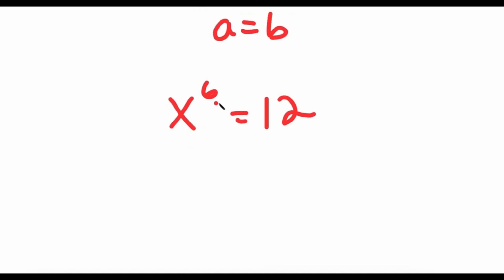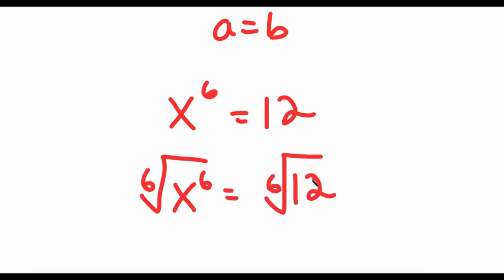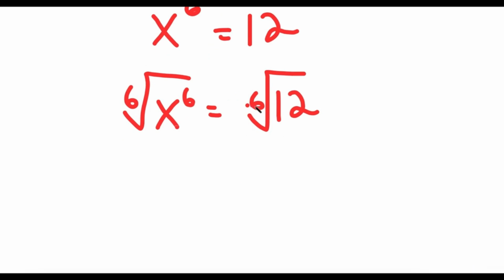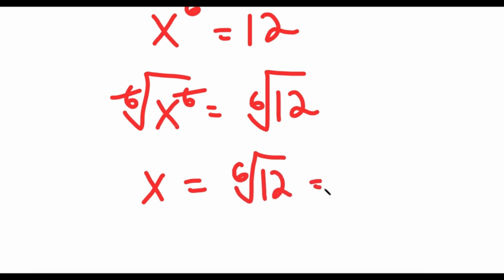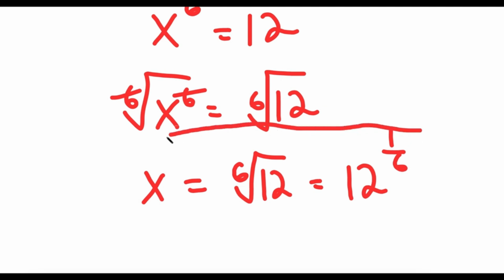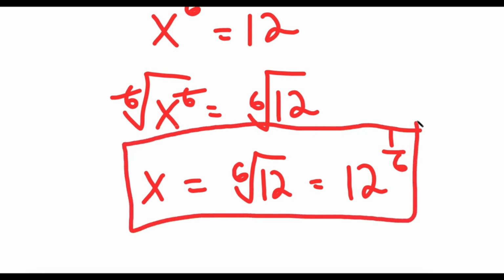So now, we want to get rid of this power of 6, so I'm going to take the 6th root on both sides. So I get the 6th root of x to the power of 6 is equal to the 6th root of 12. Now the 6th root of x to the power of 6 is simply just x. So I get x is equal to the 6th root of 12, which is the same thing as 12 to the power of 1 over 6. So either of these two work. So this is my answer to this problem.